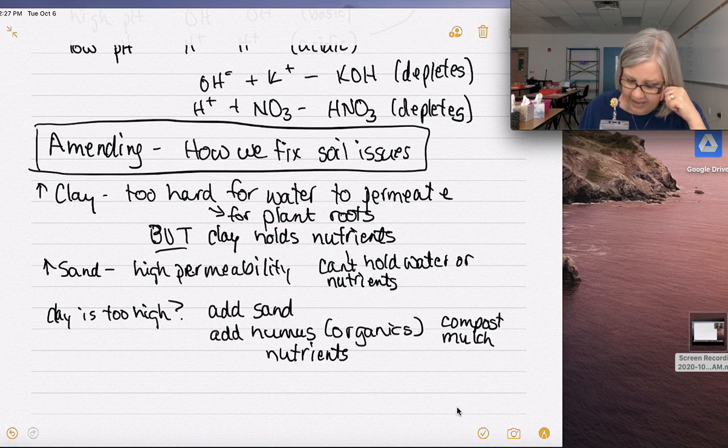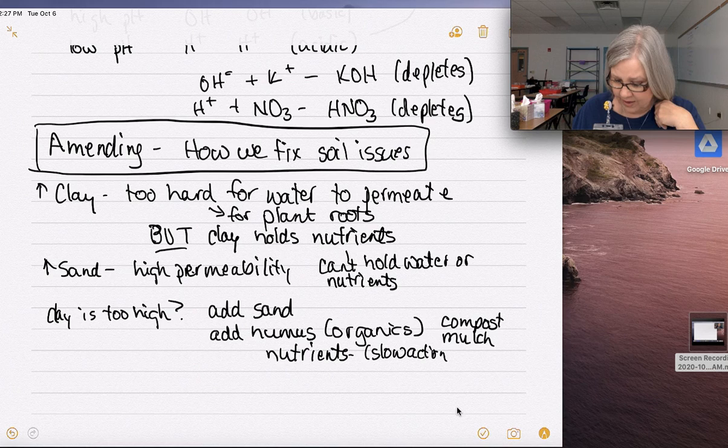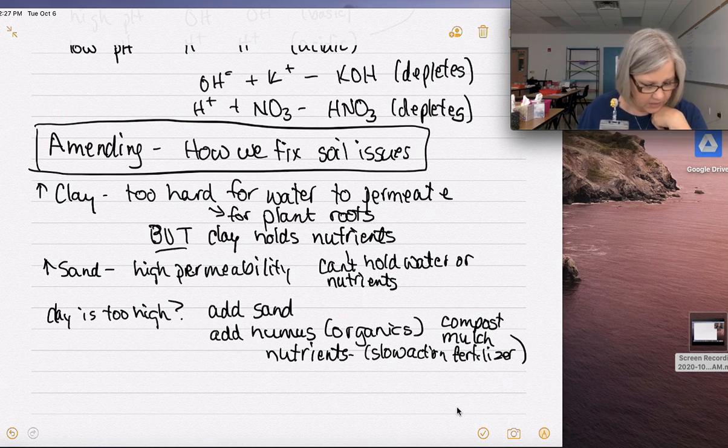So what this acts like is a slow action fertilizer. Okay. So you get a double whammy. You get 2 for 1, a twofer. Okay, so it's a slow acting fertilizer.